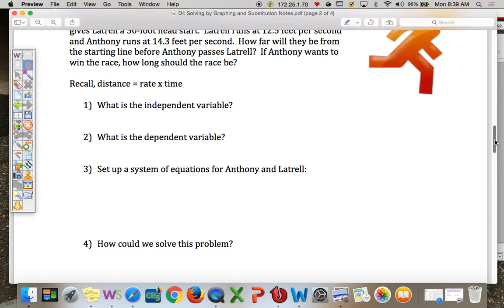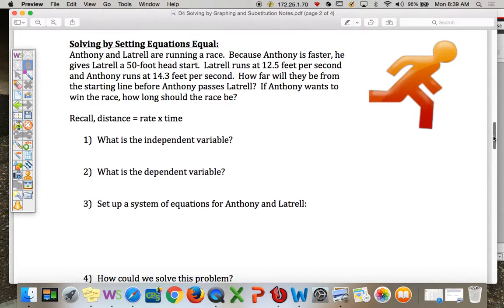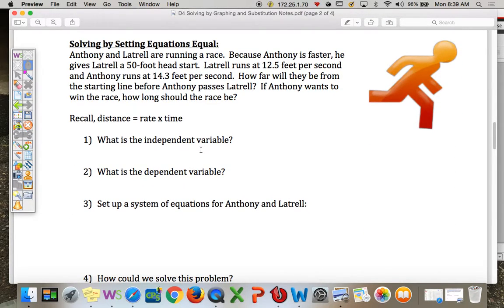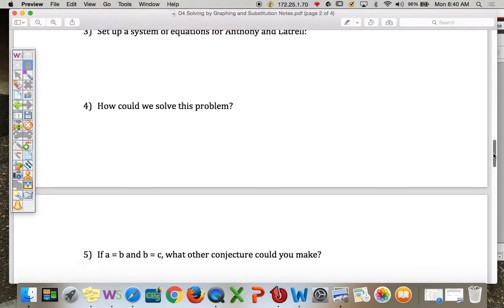Okay. So that's by graphing. If you can put them both in your graphing calculator and find the point of intersection that way by graphing, you can do that. If you don't have a graphing calculator, there's another way to do it. You could solve by setting equations equal.